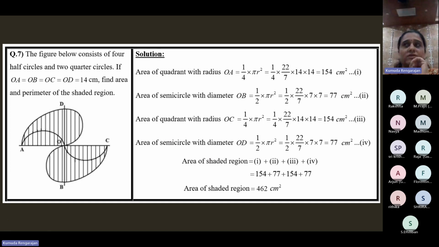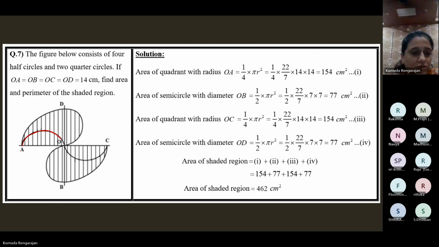4 half circles, 4 semicircles, 2 quarter circles, 2 quadrants. So let's just check them first. This is a semicircle. This one is a semicircle. This one is a semicircle. This one is a semicircle. This one is also a semicircle. Okay, so this is a semicircle, children. That means AO is its diameter.